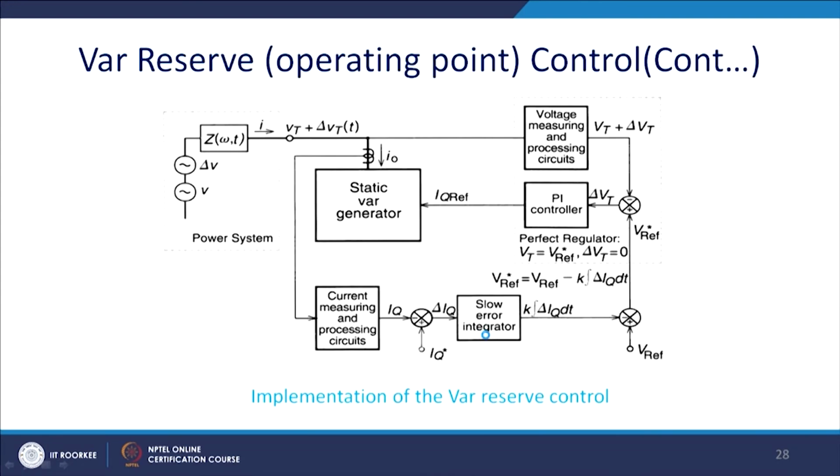So, this is the VAR reserve capability, and what happens is a slow integrator. It measures the current, you have IQ reference, so it will integrate, and ultimately this will change the terminal voltage, and in that way it will control the reference.